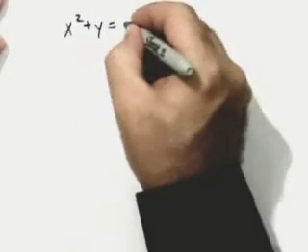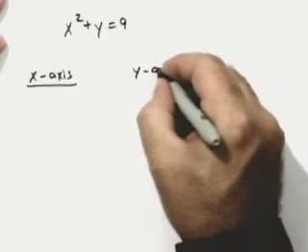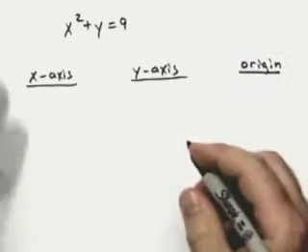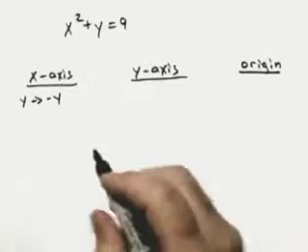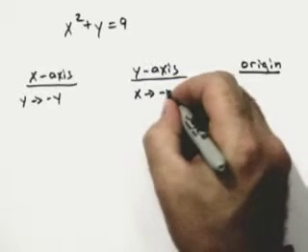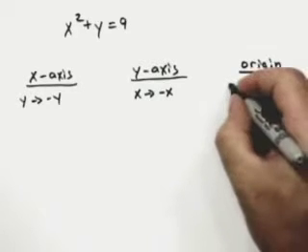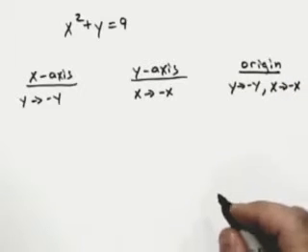For symmetry, we have three types of symmetry. We're going to test our equation x squared plus y equals 9 for symmetry with respect to the x-axis, the y-axis, and the origin. To test for x-axis symmetry, we'll change y to negative y and see if we get an equivalent equation. To check for y-axis symmetry, we'll change x to negative x and see if we get an equivalent equation. And to test symmetry with respect to the origin, we'll change y to negative y and x to negative x and see if we get an equivalent equation.